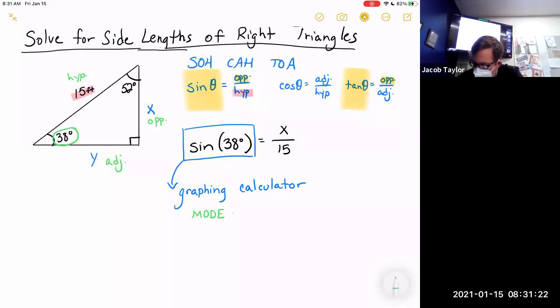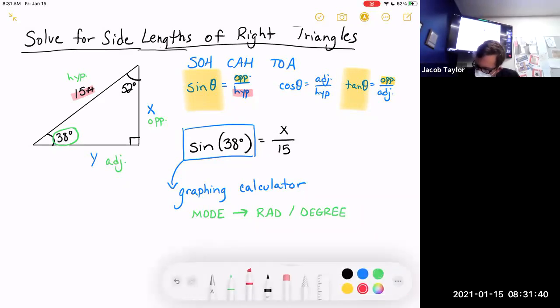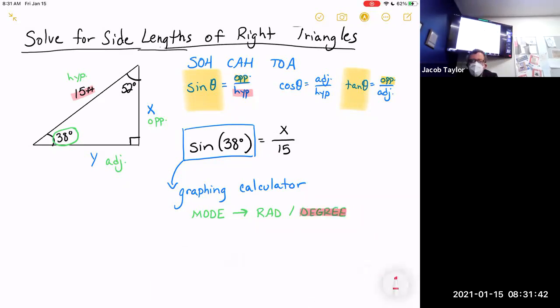And after you press the mode button, if you scroll down a couple, you will see something that says rad and degree. Might say radian and degree, depending on which version of the calculator operating system you have. And you just want to make sure that you select the one that says degree. So make sure degree is selected.